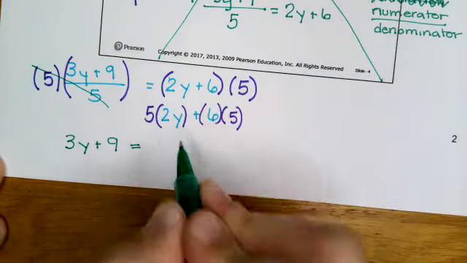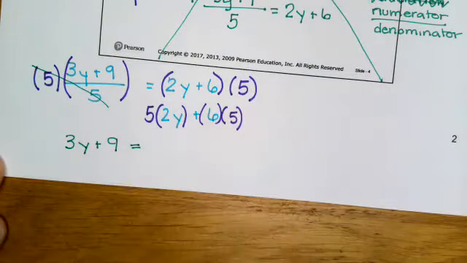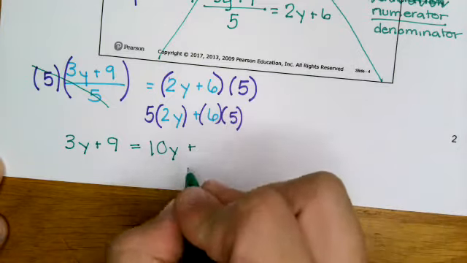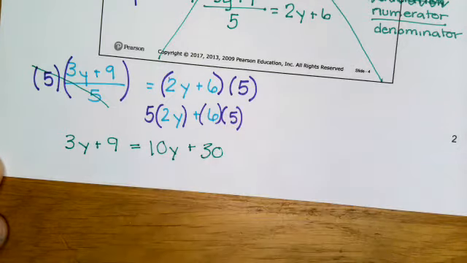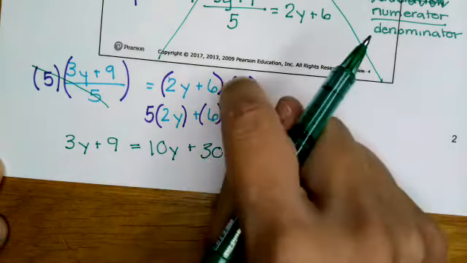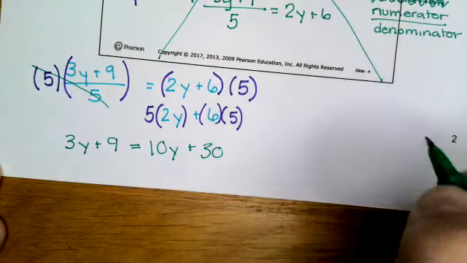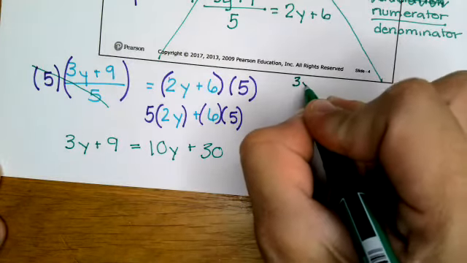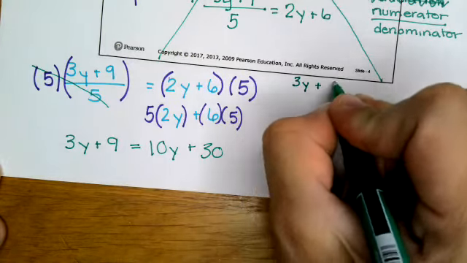Over here, 5 times 2y is 10y. 6 times 5 is 30. Or 5 times 2y is 10y, 5 times positive 6 is 30. Okay, now we just solve this the way we were solving them before. Okay, 3y plus 9 equals 10y plus 30.